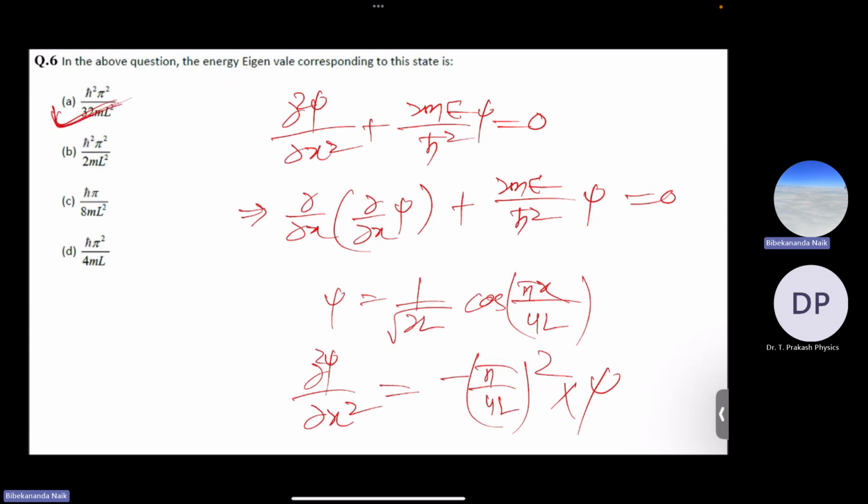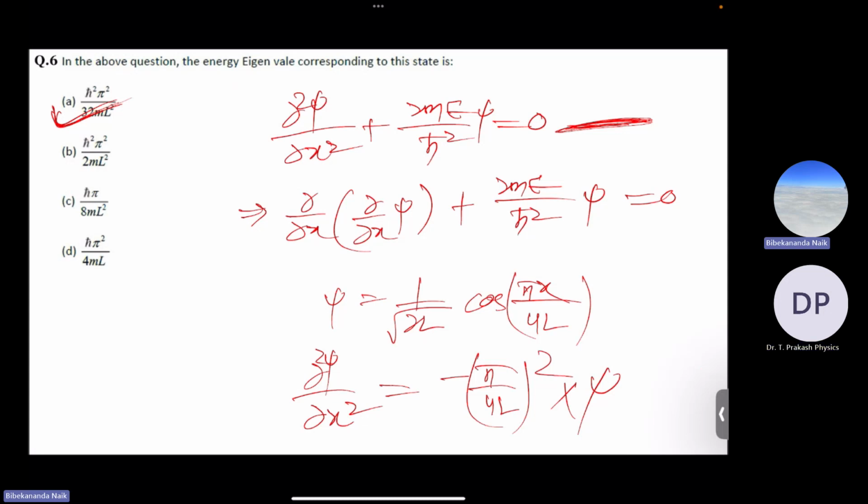You see, in the previous question we normalized the wave function. Once we know the wave function, from this equation we can easily calculate the value of E because we know psi. If you take the derivative twice, in the first derivative cos is converted to sine with coefficient pi by 4l. Taking the derivative again, sine is converted back to cos, but since the derivative of cos x is minus sin x, there will be a minus sign. So minus of pi by 4l whole square into cos. If you solve it, the energy will be pi square h cross square by 32 ml square. Is this clear to you?